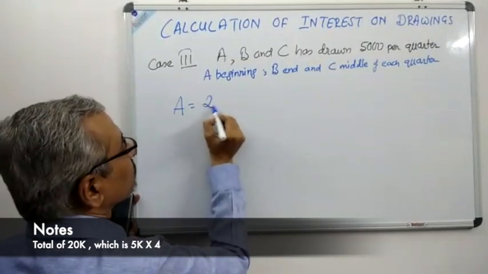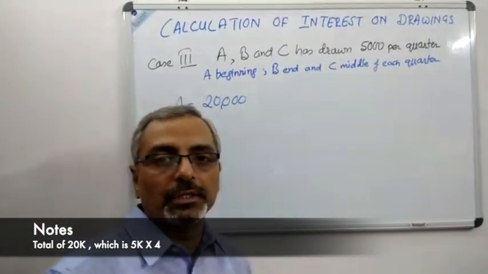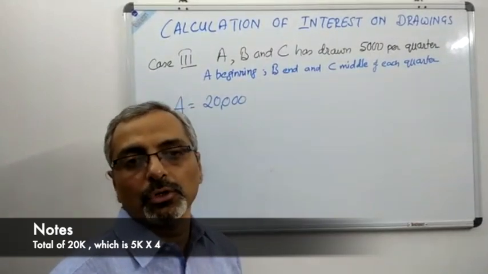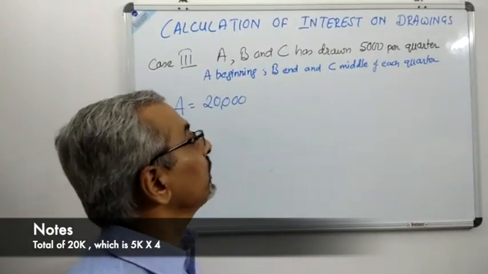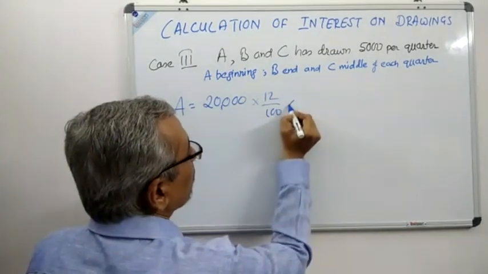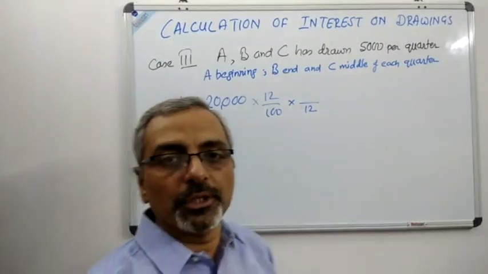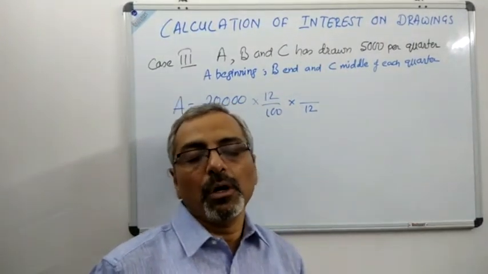A is how much? 20,000. And I have already explained to you how 20,000: there are 4 quarters, 5,000 into 4 is 20,000. Now let us see what is the percentage. The question had given us 12%. So 12 by 100, and now let us take the time. Whatever the time will be, the denominator will be 12. Now what is the time?